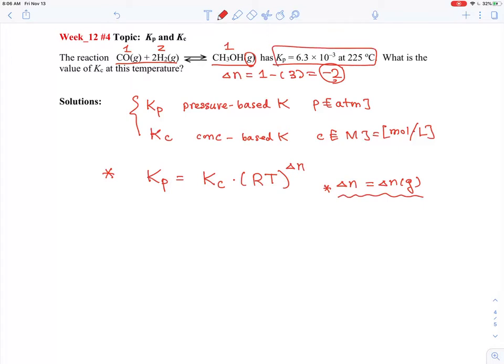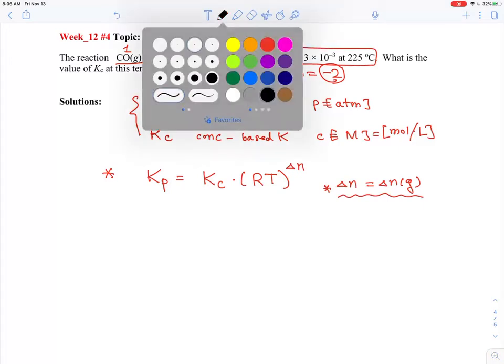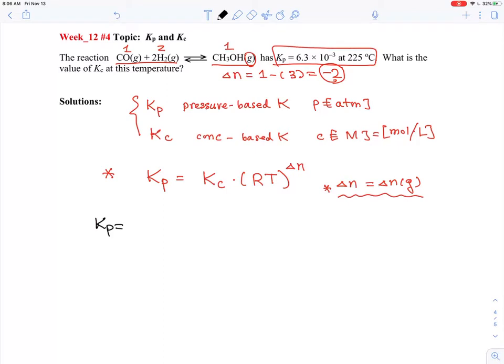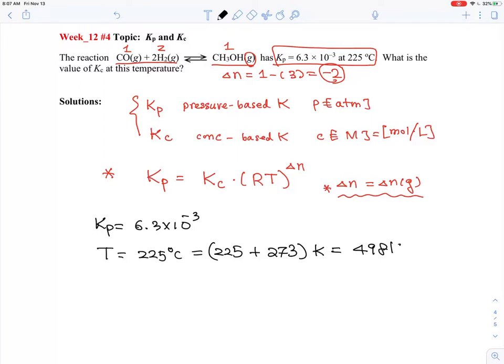And it was given that the Kp value is given 6.3 times 10 to the minus 3, and the temperature is given as 225 degrees C. First thing that immediately you need to do is 225 plus 273, to make this value to be Kelvin. So that is 498 Kelvin.